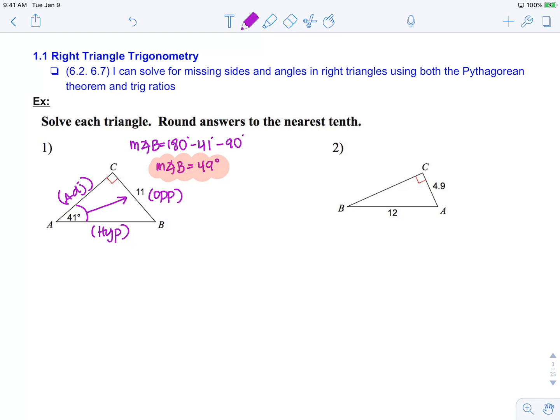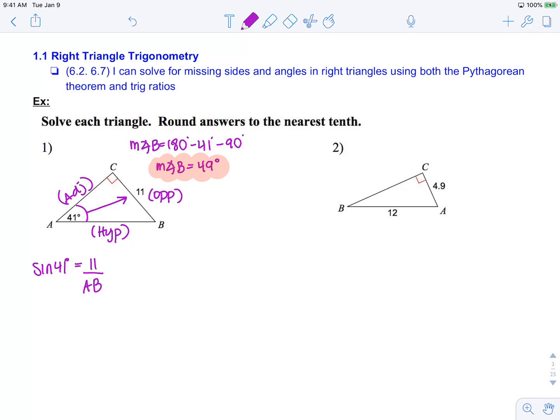Now when you're solving a right triangle, it's up to you what you look for first or second and which trig ratios you're going to use. So I might look at this in a different way than you do. Well, I'm going to go ahead and look for AB first. So I know that sine of 41 degrees equals my opposite side over my hypotenuse, which is AB.